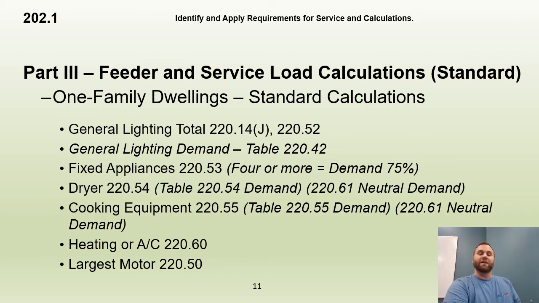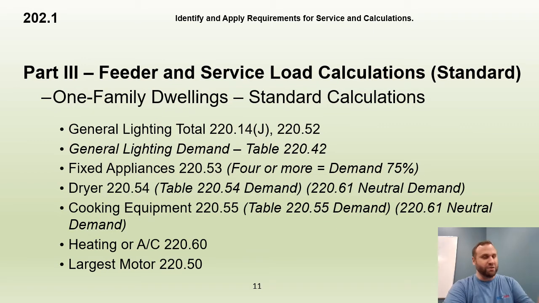Step 5, heating or AC. I say heating or AC, but it really ought to be spelled out a little differently. It should be called non-coincident loads or non-coincidental loads. What is a non-coincidental load? Great question. A non-coincidental load is something that is not likely or almost never or will never run at the same time as another load.